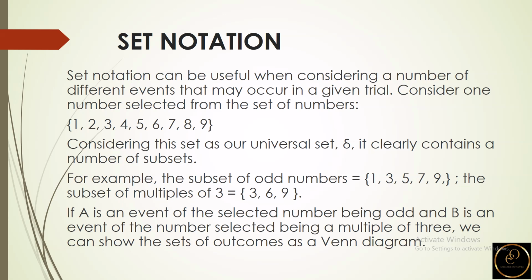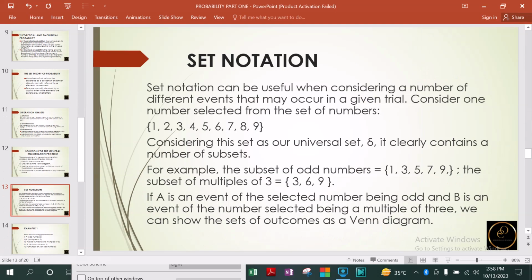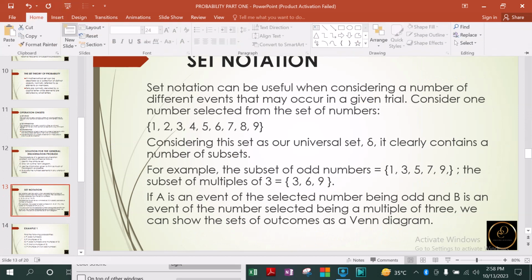Now, I've indicated that A is an event of a selected number being odd, like we have 1, 3, 5, 7, and 9, and B is an event of a selected number being a multiple of 3. We can show this in the form of a Venn diagram. So let me look at how we can show this.